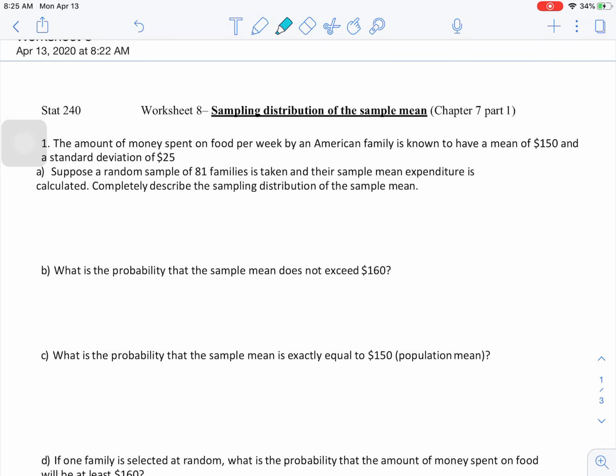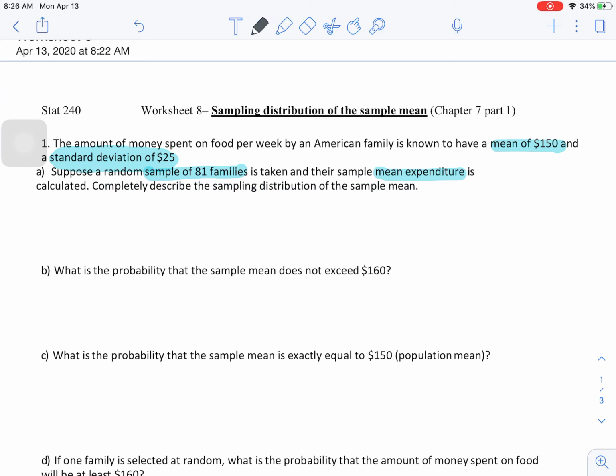In question 1, we know that the amount of money spent on food per week by a family has a mean of 150 and a standard deviation of 25. We don't know the exact distribution it follows, but we know the mean and the standard deviation. Then suppose we take a random sample of 81 families and we calculate their sample mean food expenditures. So we take our sample of 81 and calculate the average food expenditure in that sample. What's the distribution of the sample mean?